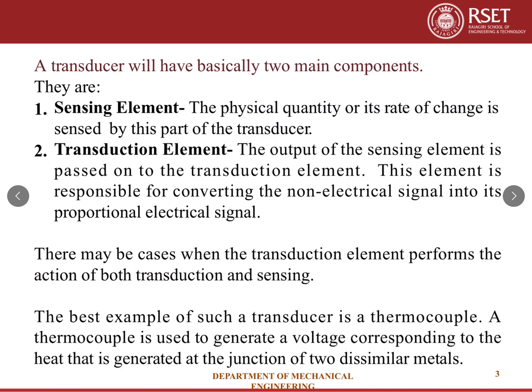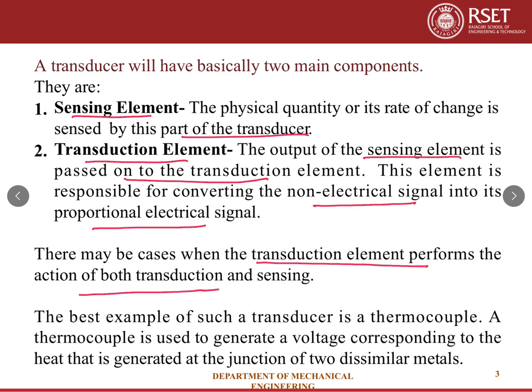A transducer will have basically two main components. One is a sensing element and another one is a transduction element. The physical quantity or rate of change is sensed by the sensing element. The output of the sensing element is passed on to the transduction element. This element is responsible for converting the non-electrical signal into its proportional electrical signal. There are certain cases where the transduction element performs both transduction and sensing.